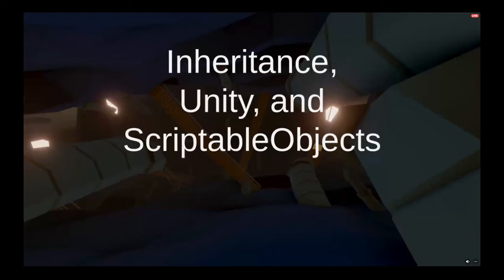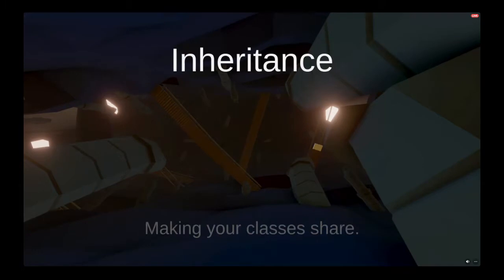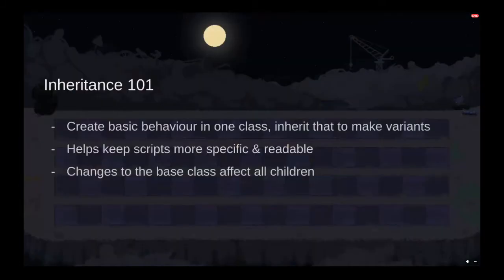So I'm going to be giving a little talk on some features of object-oriented programming and specifically Unity that I think are extremely useful and that can make your life a whole lot easier. So just to skim through quickly, starting with inheritance. Inheritance is a way of making some base behavior in one class and then having other classes inherit that behavior.